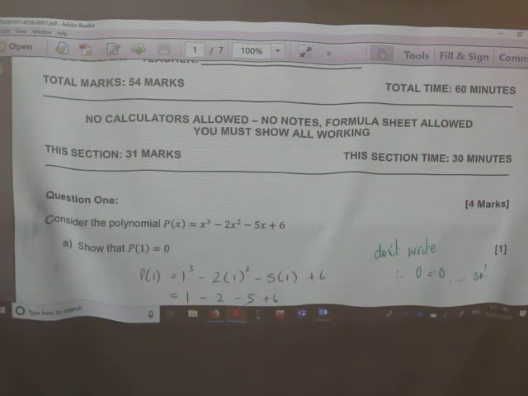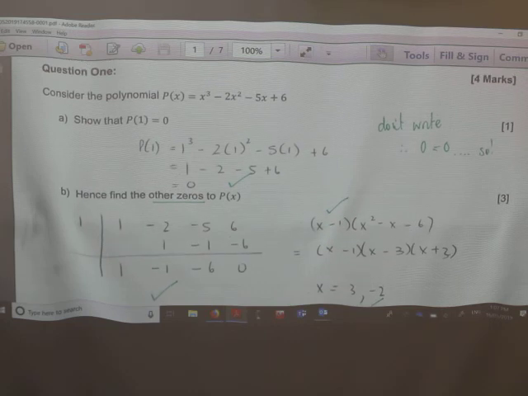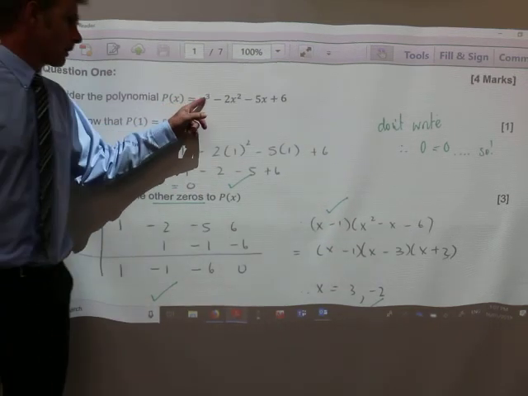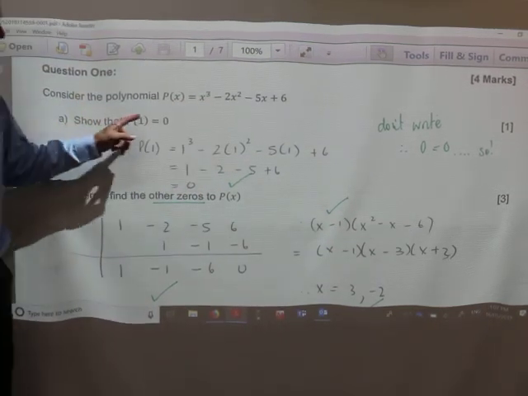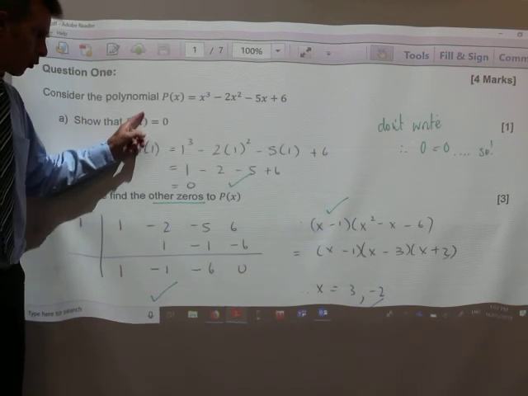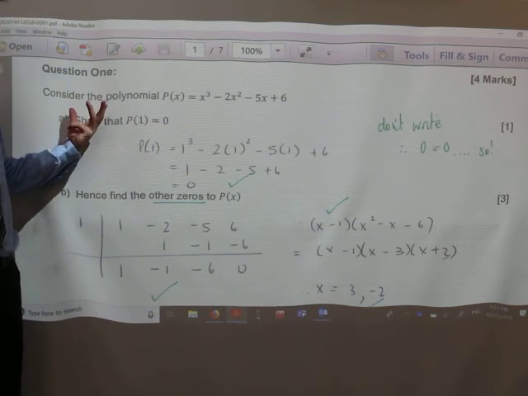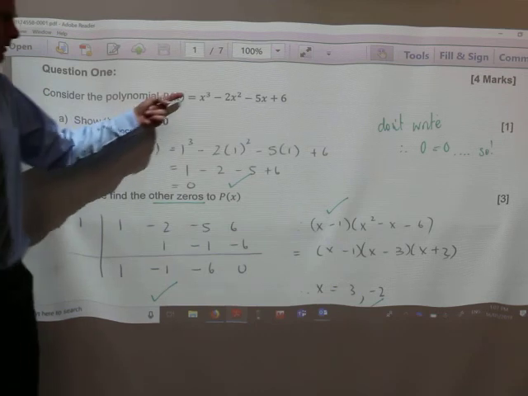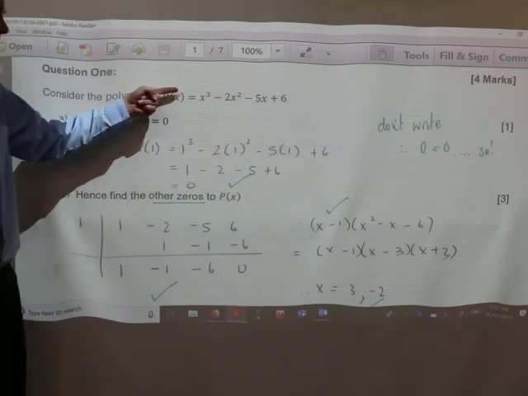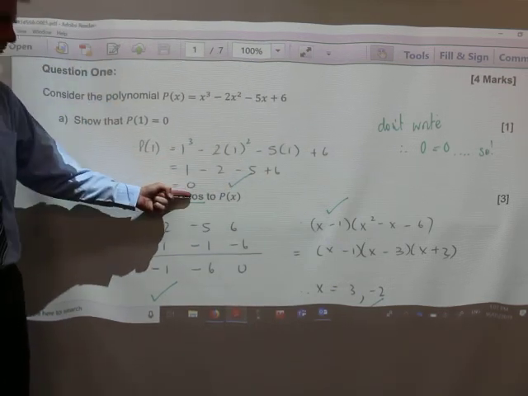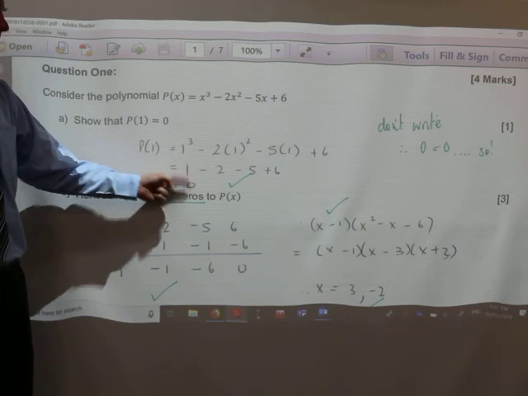The non-calc section here. So we got given this polynomial, obviously it's a cubic, and we were told that when x is equal to 1, the answer is 0. It wanted us to show that. So all we do is take the 1, substitute it into the equation, and you can see how I've shown that comes to be 0 here. A couple of key points here.